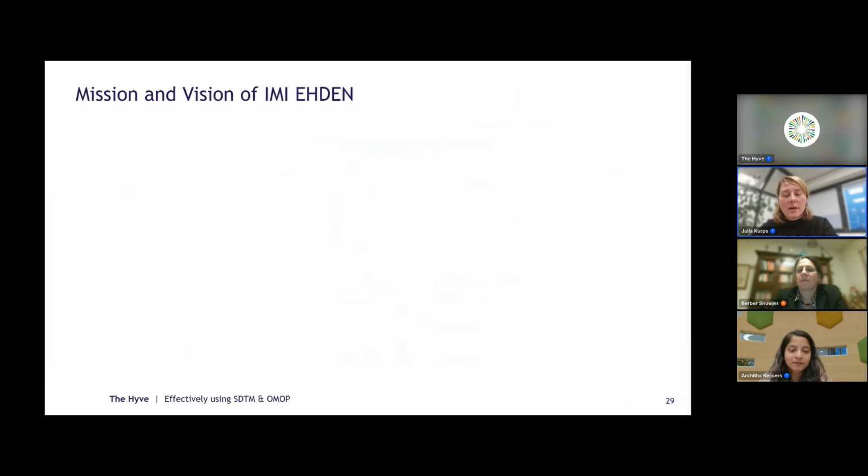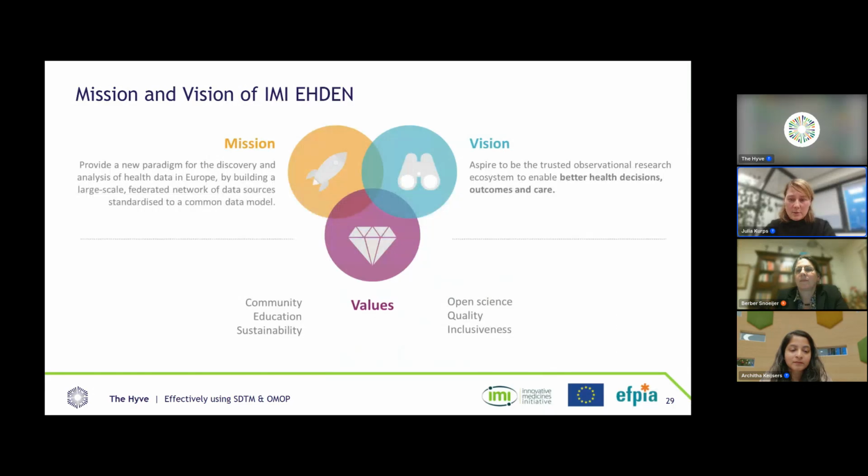The mission was to build a different ecosystem that allows us to find real-world data sources and to do large-scale analysis over a network of high data quality resources in Europe, using a common standard that allows us to do this federated analysis. The vision behind that is that we can use this data to make better decisions for patients and for outcomes. The values align with what we have here: open science, collaboration, and working together with communities.